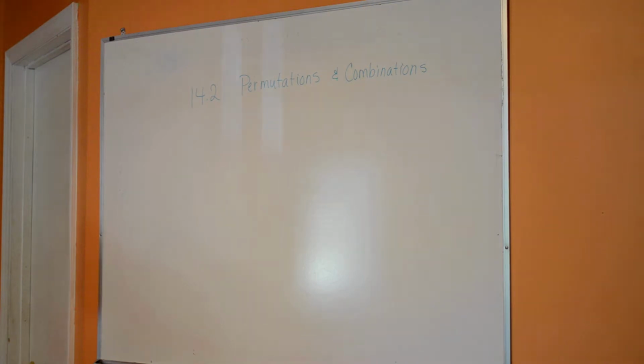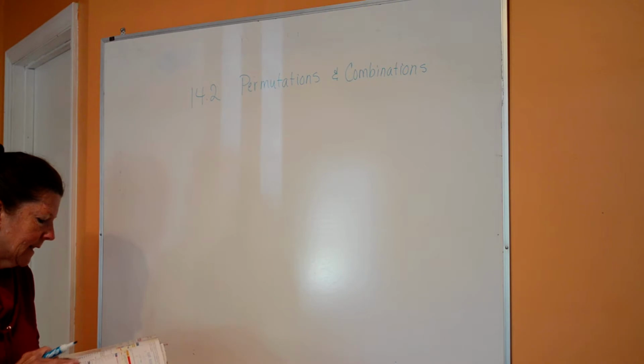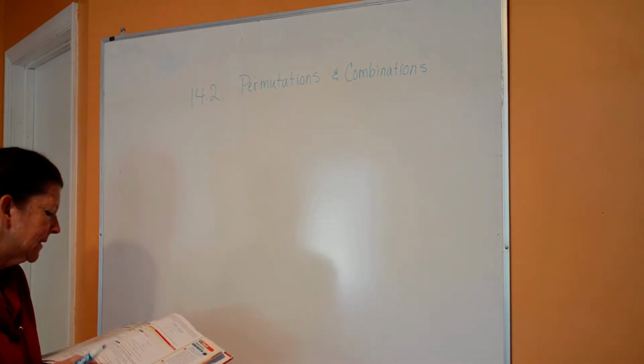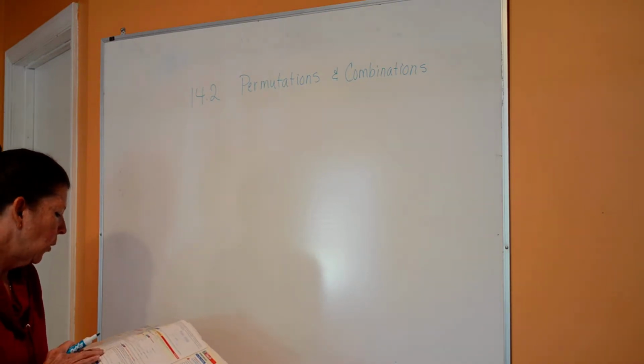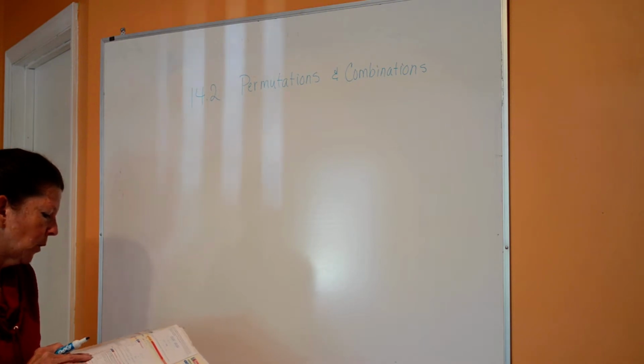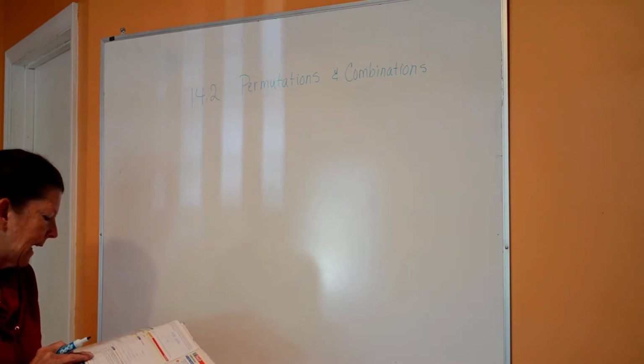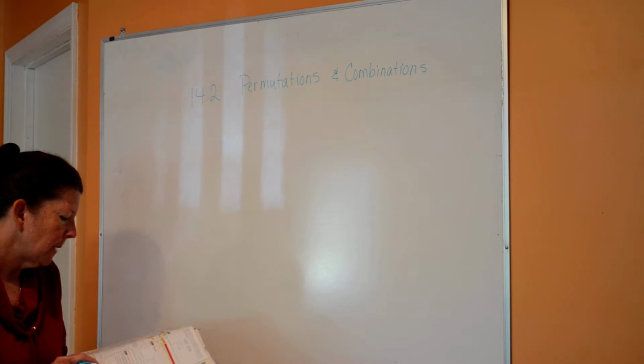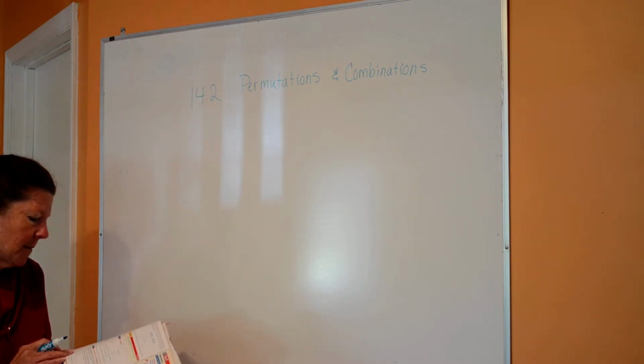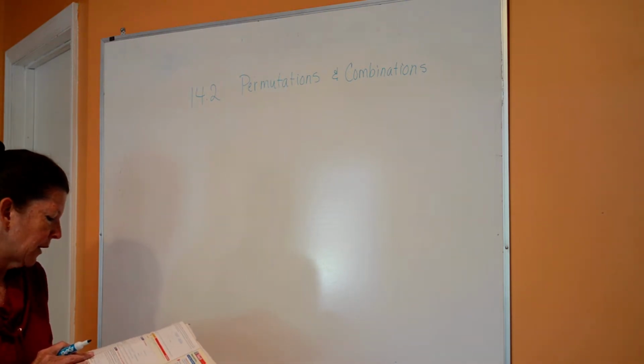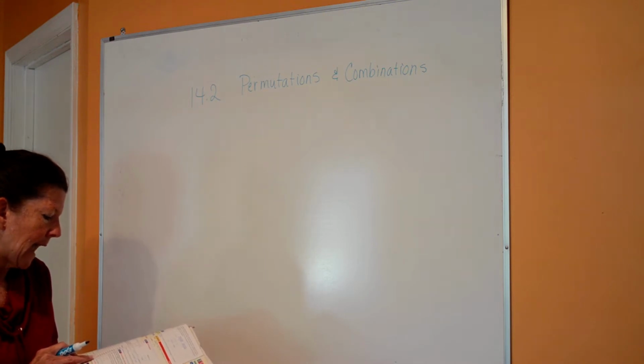In your book, example 1 on page 760, it says a manager of a coffee shop needs to hire 2 employees, one to work at the counter and one to work at the drive-through window. Katie, Bob, Alicia, and Jeremiah all applied for the job. How many possible ways are there for the manager to place the applicants?